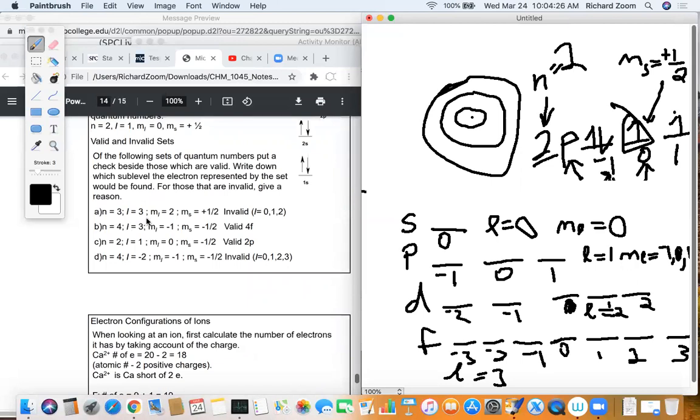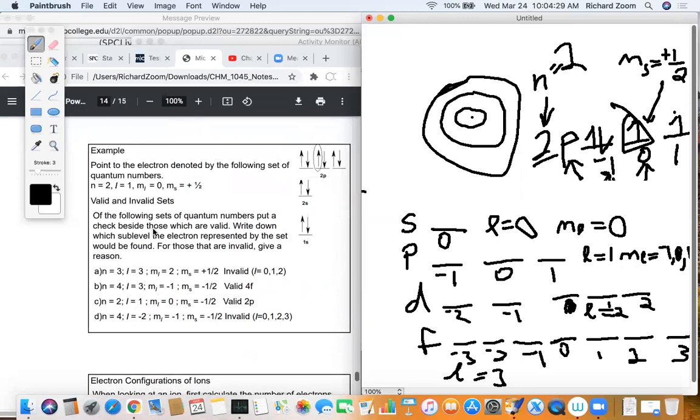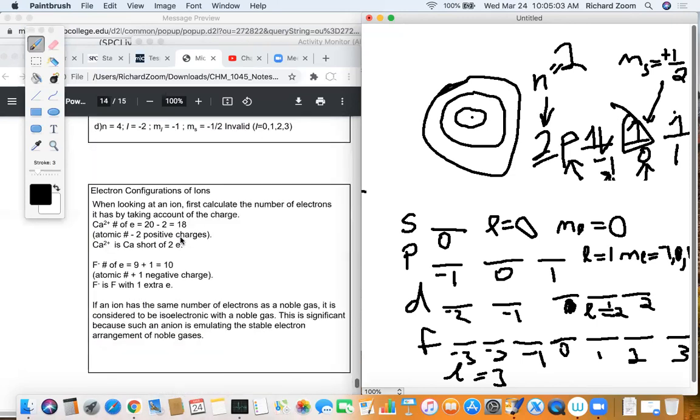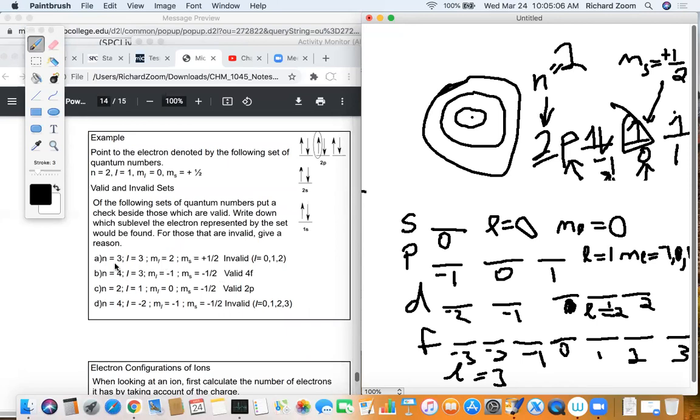Now, L equals 3, is that valid? From what I said earlier, the allowed values for L are 0, 1, up to n minus 1. If n equals 3, then allowed values would be 0, 1, or 2, which means you're allowed to have 3s, 3p, or 3d, but you can't have 3f. This is the third energy level, and there's not enough room to put an f orbital. We can have s's, p's, and d's, but we can't have f's.